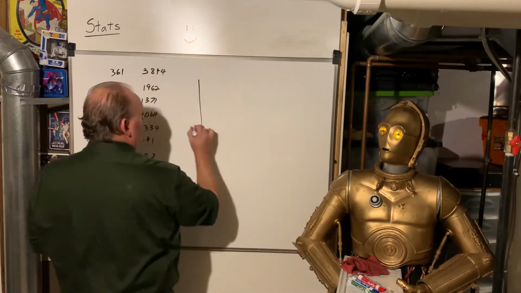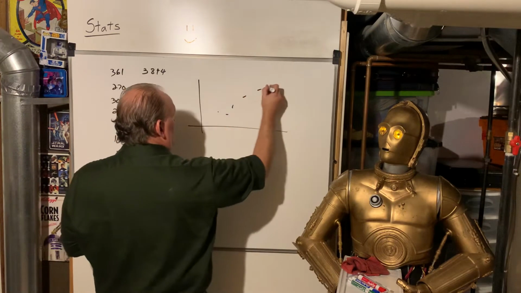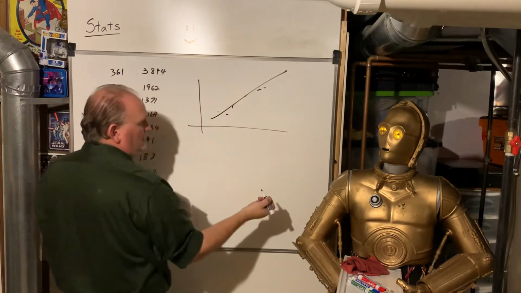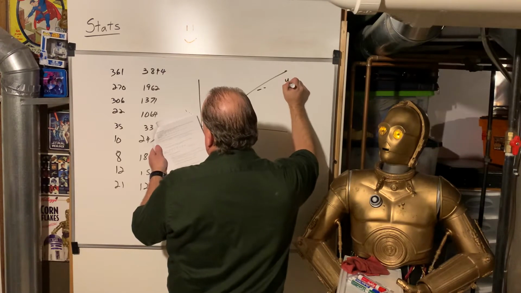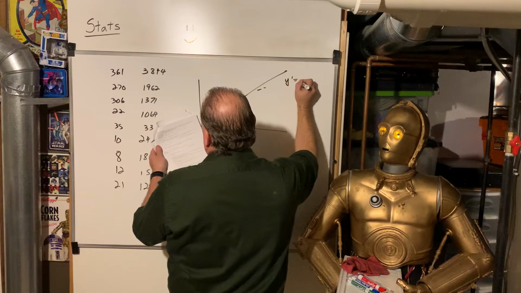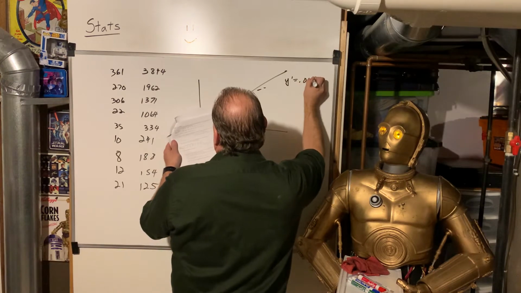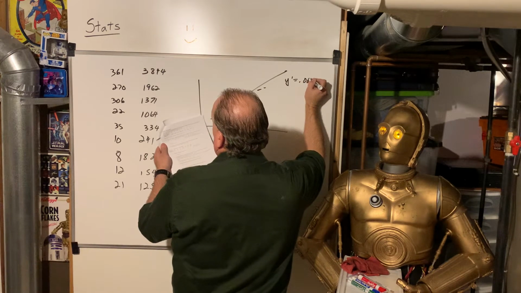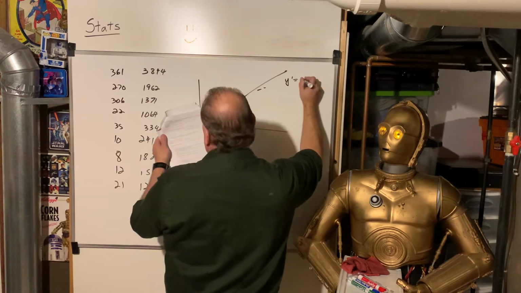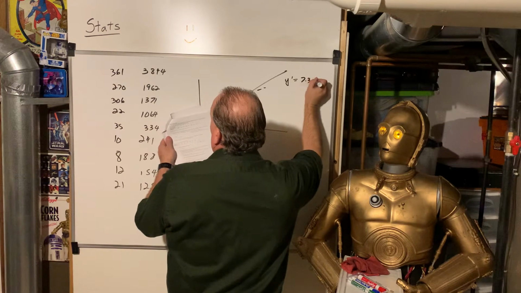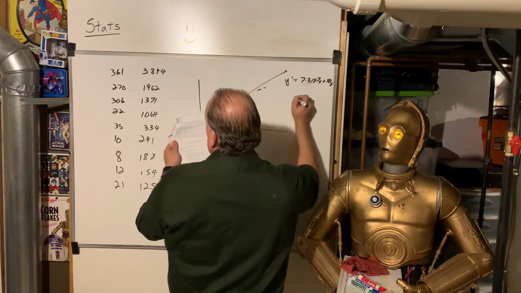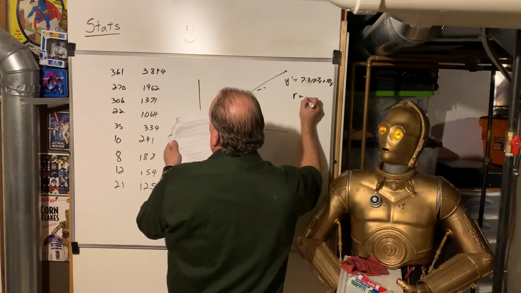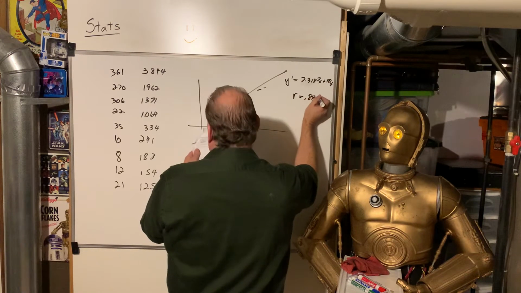And what that does is it gives you the regression equation. It'll say y prime is equal to 0.0681. Oh, wait, nope, not this one. This one is 7.3187x plus 181.66. And it'll tell you R. R is equal to 0.8801.